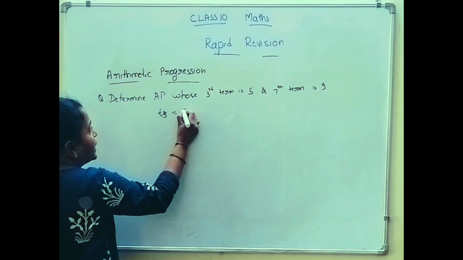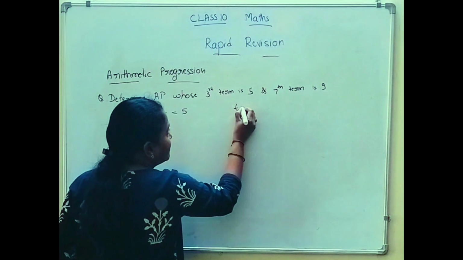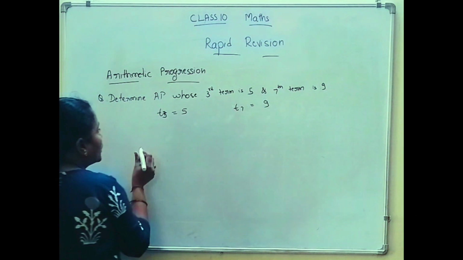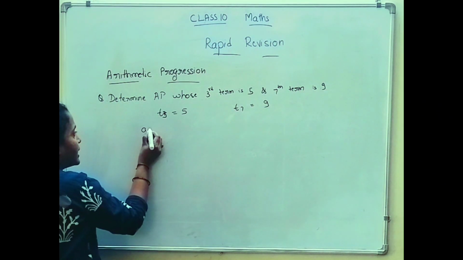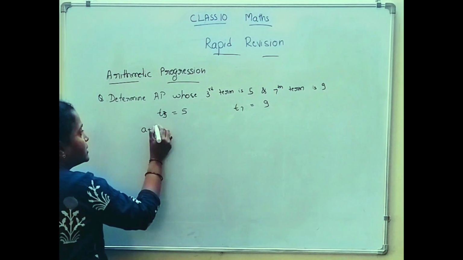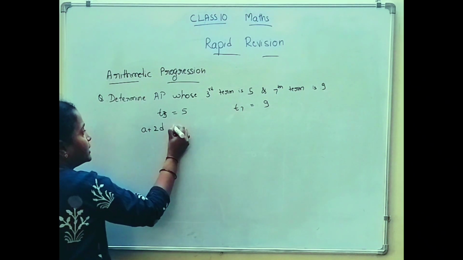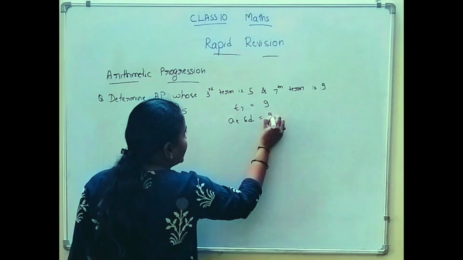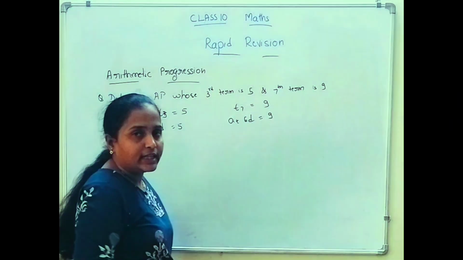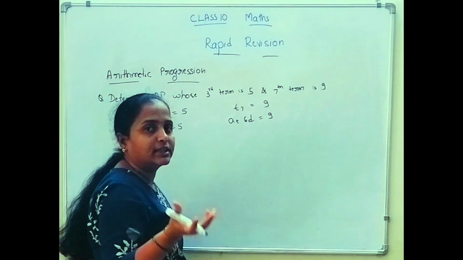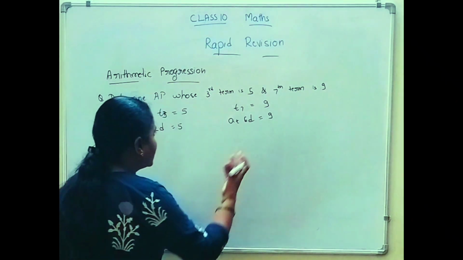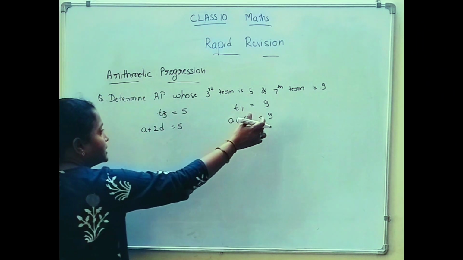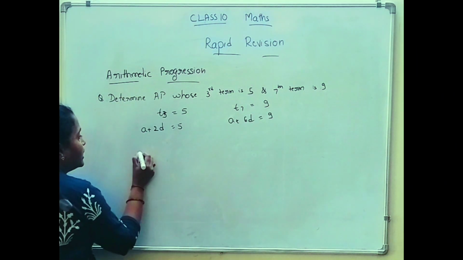It is given an AP whose third term is 5. So that is T3 is 5. And what else is given? T7, that is the 7th term, is given as 9. So what formula do we have for the nth term? A plus n minus 1 into D. So n minus 1 is 3 minus 1, that is A plus 2D equal to 5. And similarly here, A plus 6D equal to 9. So we have got linear equations. We can solve them by the substitution method or the elimination method.